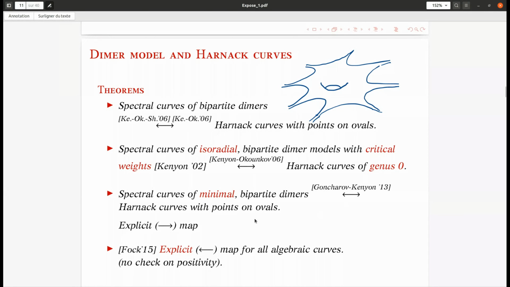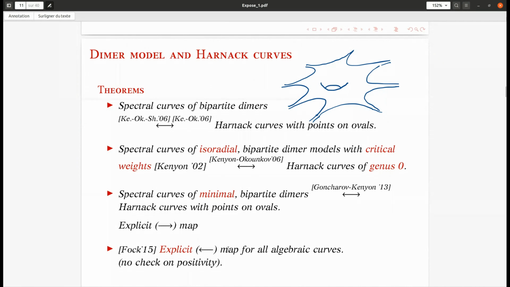Then you have, with other techniques, so more from dynamical systems, Goncharov and Kenyon proved that spectral curves of minimal, so it's another family of graphs, bipartite dimers are in correspondence with Harnack curves with points on the oval. So this is a pendant of the first result, but with really different techniques. And they also give an explicit forward map, how to go from the dimers to the Harnack curve. And then there's a remarkable paper of Fock, which gives an explicit map in the other direction.